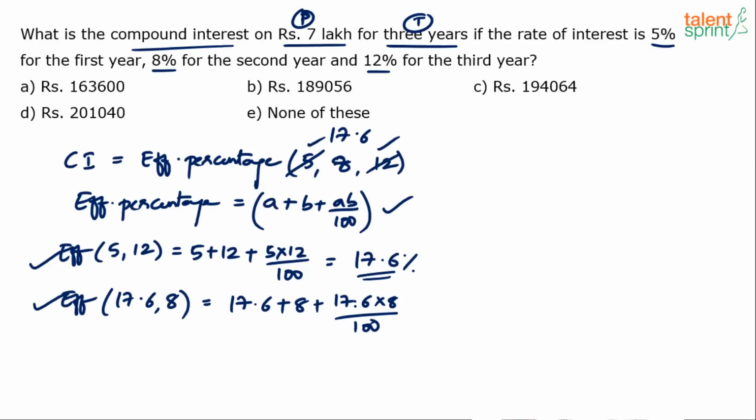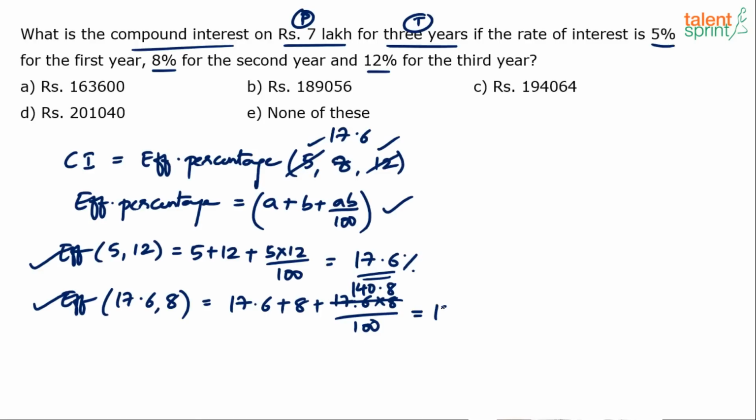What is 17 into 8? That's going to be 136. 10 into 8 is 80, 7 into 8 is 56. 80 plus 56 is 136. 0.6 into 8: 6 into 8 is 48, so 0.6 into 8 is 4.8. So this is 136 plus 4.8, 140.8. 140.8 by 100. You're getting the point? 17.6 into 8 is 140.8. Divided by 100 that will be 1.408.